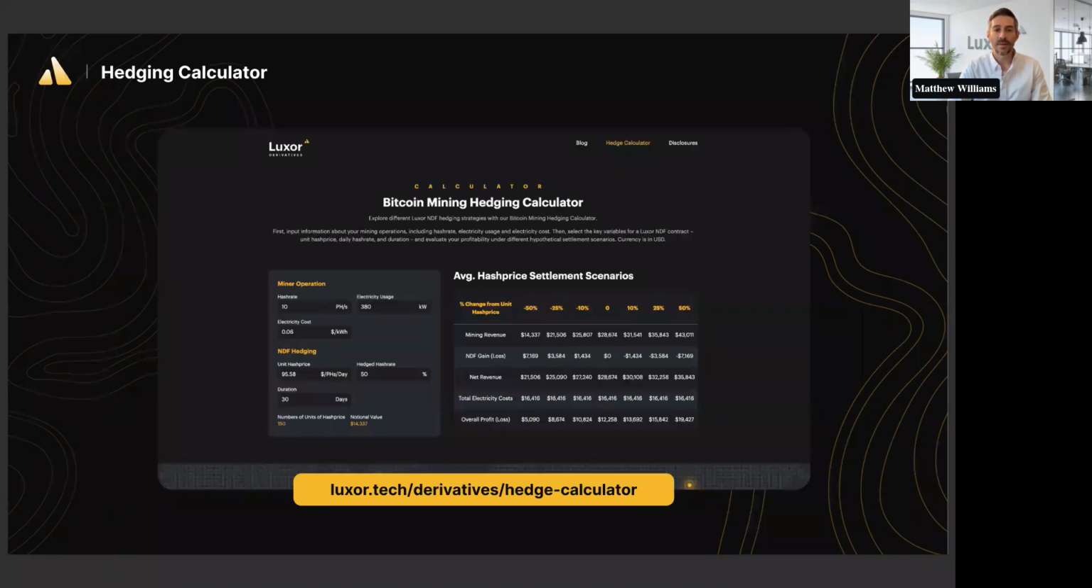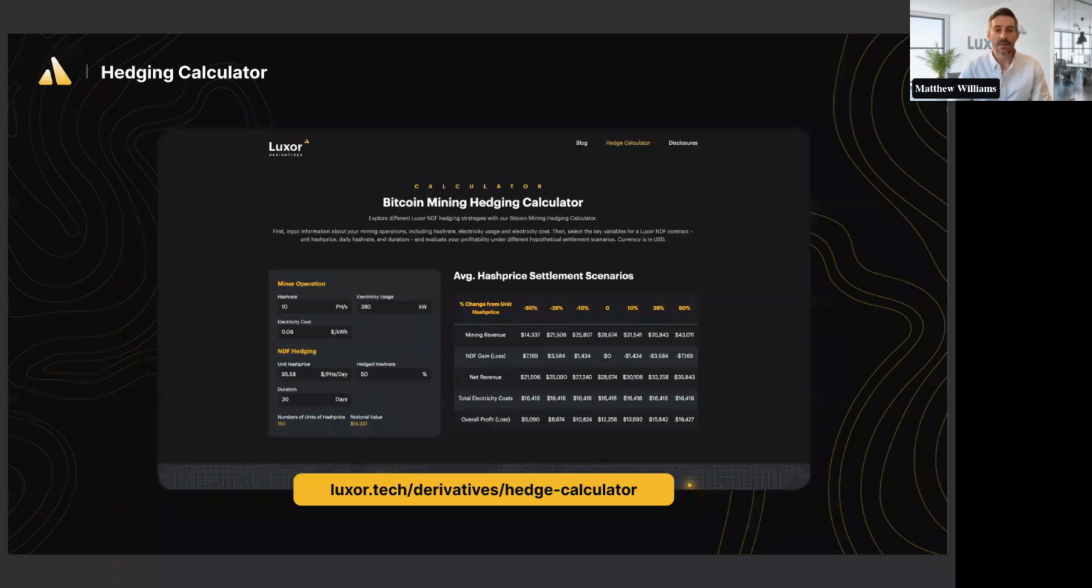Users can input the amount of hash rate they own, and want to hedge in percentage terms. They can input their electricity usage and cost, the hash price at which they want to hedge or they think they can hedge, and also the duration of the contract. The scenario slider on the right shows the hypothetical settlement scenarios based on the percentage moves in the underlying hash price. So if hash price goes up 10% or 25% or down, you can see where your profit and loss would be affected.